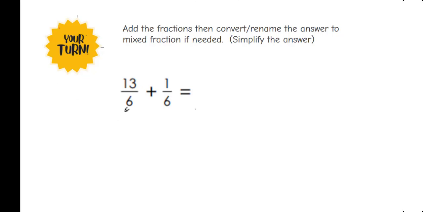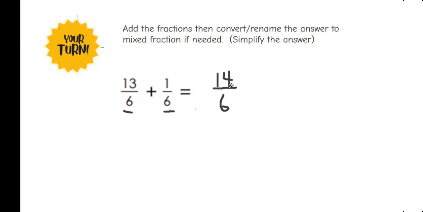Rule number 1, when adding or subtracting fractions, is the denominator has to be the same. Always check that. Yes, they are the same. So we're going to put our denominator over here, and then we're going to add 13 plus 1. Is this an improper fraction? I know it is because the numerator is bigger. Technically, a simple fraction will always have the numerator smaller. It's part of a whole number.